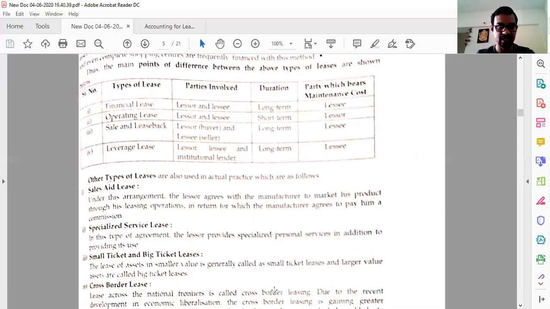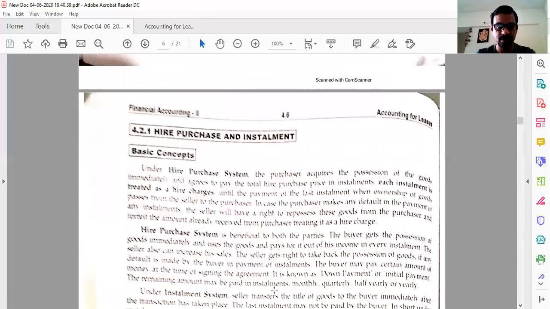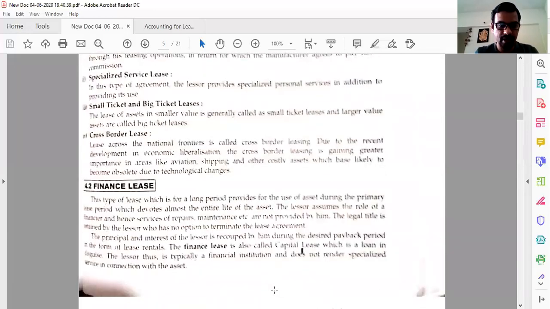Last one is the leverage lease: lessor, lessee and institutional lessee are there. Duration is long term and the maintenance is borne by the lessee. So these are the four types of lease. In our syllabus, we have to study only two types of lease: one is the finance lease and another one is the operating lease.